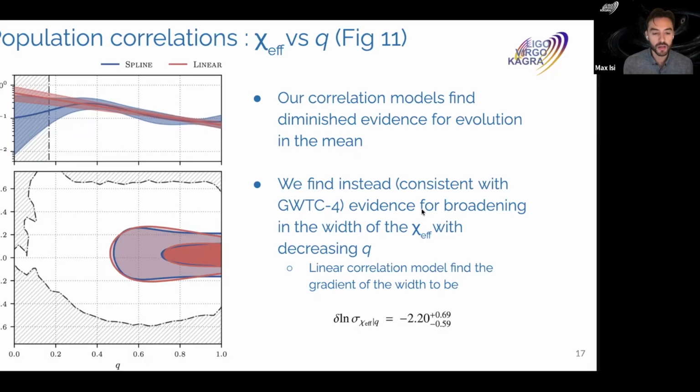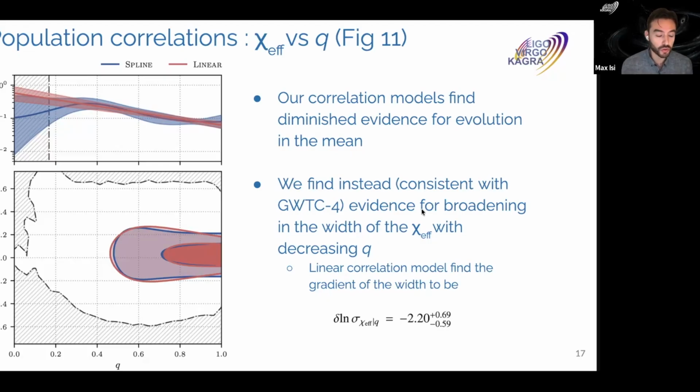So if we ask, how does the chi-effective distribution evolve with mass ratio, we find that the mean of the chi-effective distribution does not seem to evolve very strongly with q, but we do see a broadening, so that for lower values of q, so more uneven, asymmetric binaries, we tend to have a broader distribution of chi-effective.